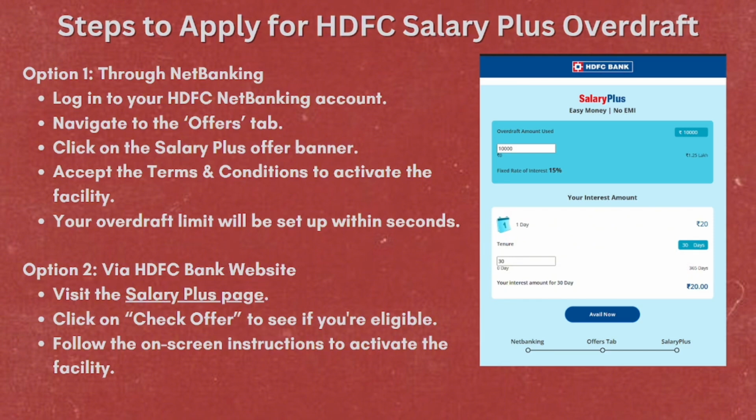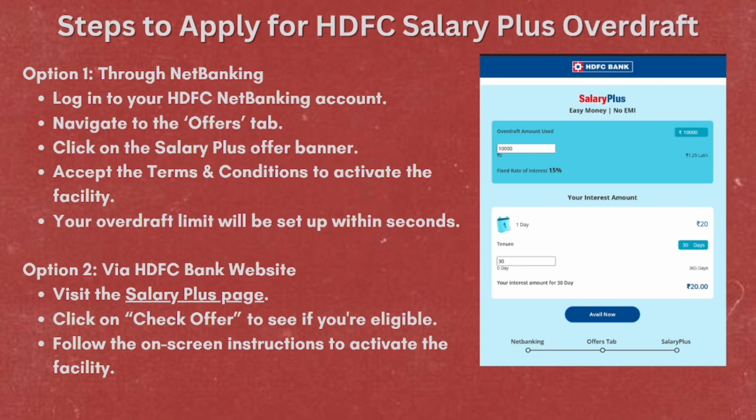Our option number one is through net banking. First, you have to log into your HDFC net banking account and then just navigate to the offers tab. You will just see it in there. You just have to click on the Salary Plus offer banner and then accept the terms and conditions to be able to activate the facility. And then your overdraft limit will be set up within seconds.